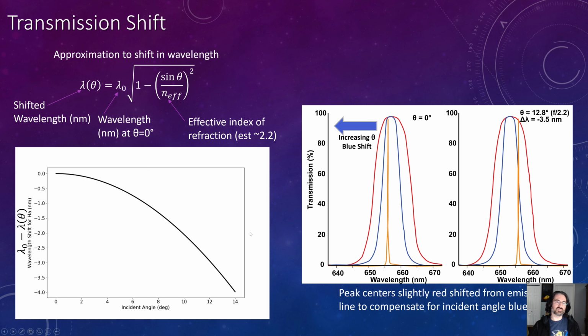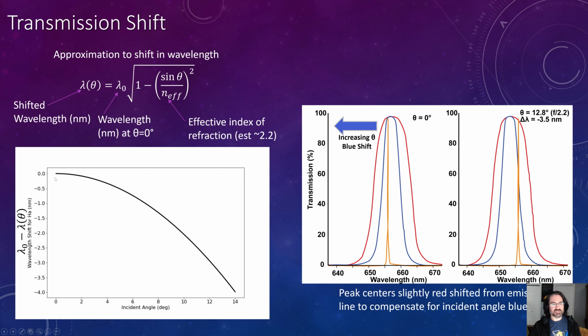You can approximate that transmission shift using this equation. So it's a function of the incidence angle and the effective index of refraction. Now, I couldn't find an index of refraction for these filters, and with a little bit of guess and check work, an estimated index of refraction of 2.2 is in the ballpark of where these filters are. So my numbers won't be exactly accurate, but approximate.